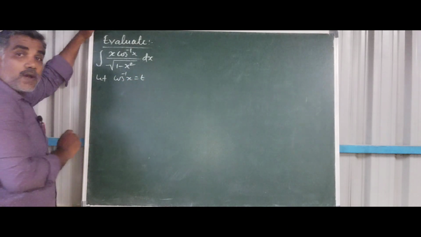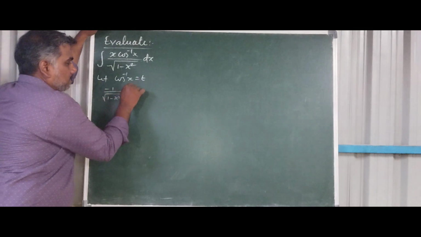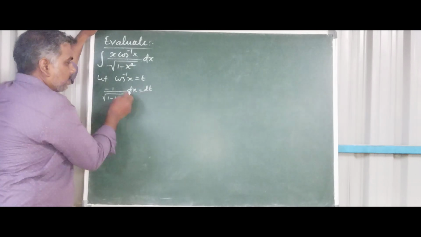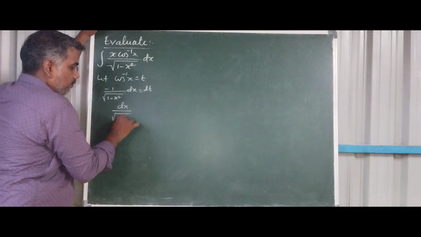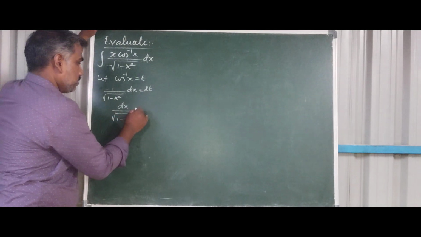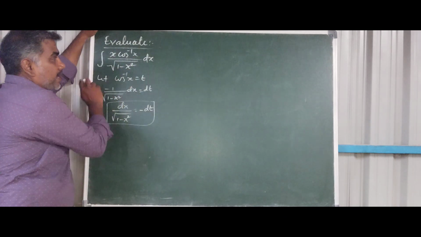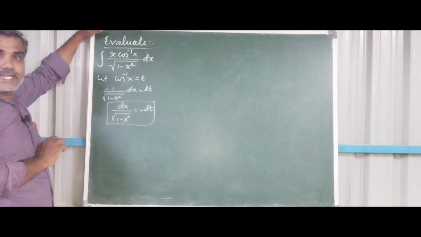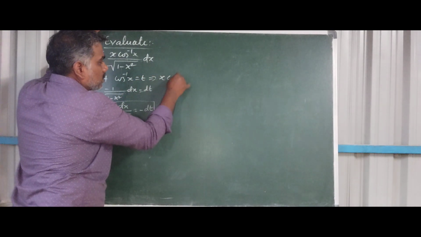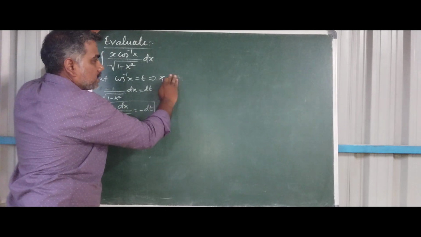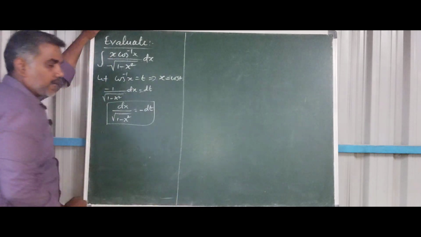What is the derivative of cos inverse of x? Minus 1 divided by root of 1 minus x square dx is equal to dt. But we have only dx divided by root of 1 minus x square, right? So dx divided by root of 1 minus x square is equal to minus dt. Clear? It is minus dt. Here what we are having is x. What is x then from here? x is equal to cos t. Got it? Good.